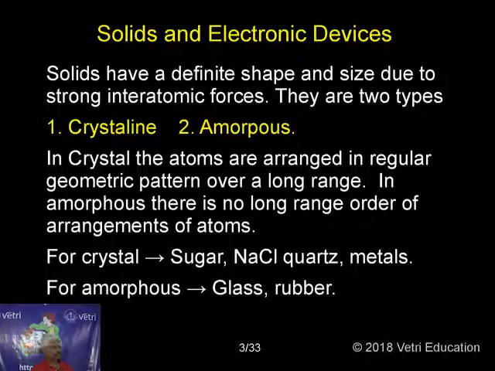Crystal examples: sugar, sodium chloride, quartz, metals are crystals. Amorphous, we know, glass and rubber. Have you seen the manufacturing of glass? Just like an amorphous state, it may be poured into a particular shape by blowing with our mouth, and then only it becomes a solid. So those solids are called amorphous solids. Rubber also, because even though it is an elastic body, it does not obey Hooke's law. Like that we have to understand it.